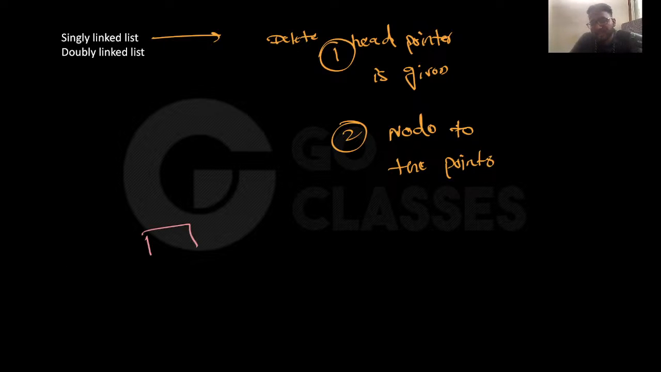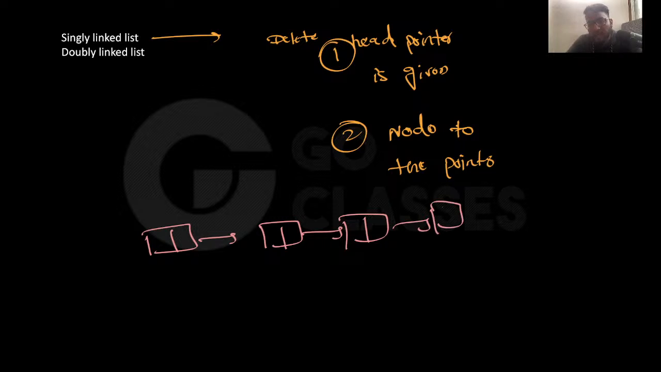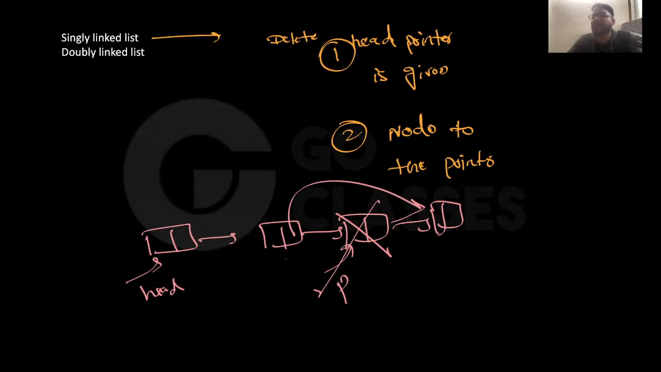So if it is a singly linked list, then it will take order of n, because if the head is given and the pointer to the node is given, if you want to delete this, then you have to first traverse till this point. Why? Because you want to make this 2 point here, right? To access this pointer, you have to traverse till this point. That is why here it will take order of n.